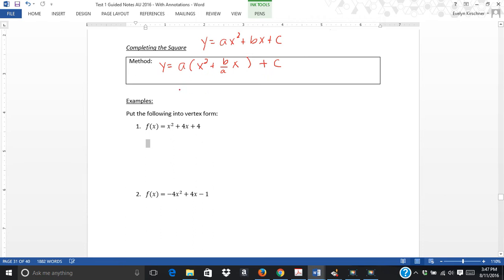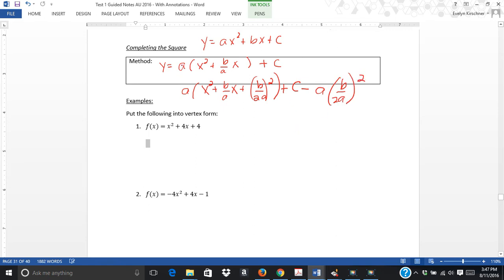So I have a, and I have x squared plus b over a x. And what I want to add is b over 2a, squared. And now I have c, but since I added it here, I have to subtract it. So it's minus, and I have that a, and then it's b over 2a, squared.